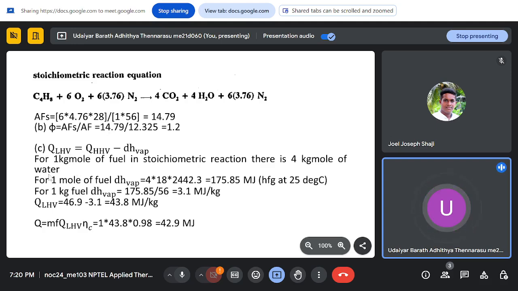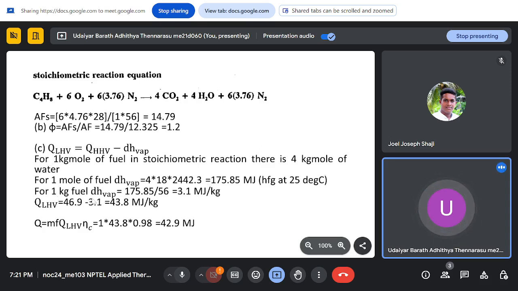So for 1 mole of fuel, your latent heat of vaporization is 4 into 18 into 2442.3. This is because 1 mole gives you 4 moles of water, and the molecular weight is 18 to convert into mass, and 2442.3 is kilojoule per kg. So substituting that, it will give you 175.85 megajoule. So hfg is taken at 25 degrees Celsius, assuming that is the room temperature, the ambient condition.